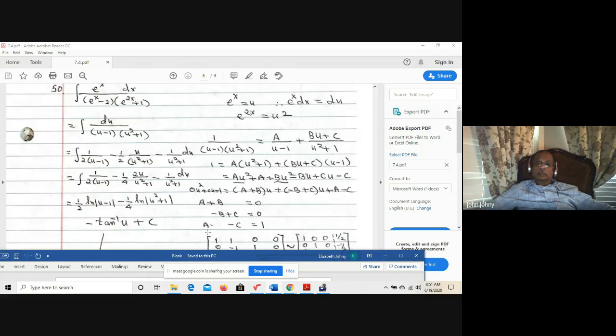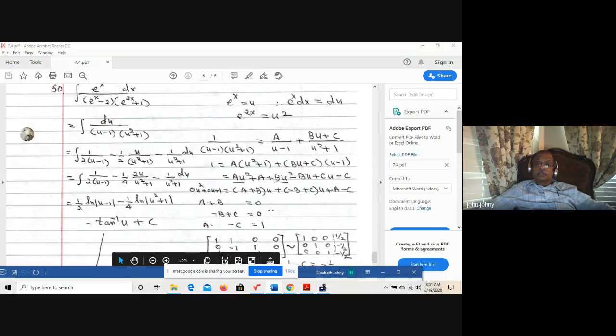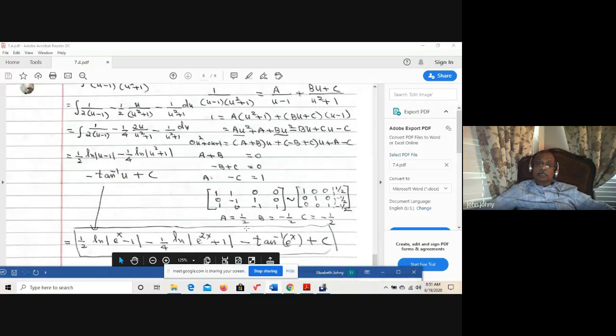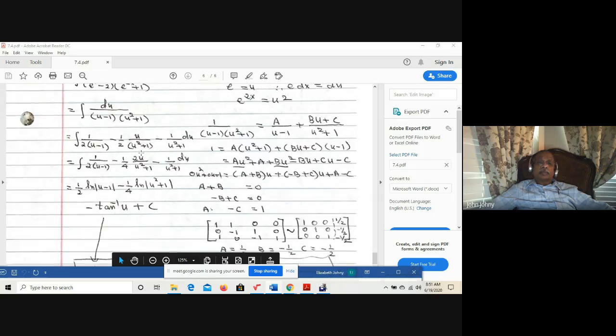So you have 3 equations here. You solve the 3 equations by the method of your choice. You may use the RREF feature. Once you use the RREF feature, you get a is 1/2, b is negative 1/2, and c is again negative 1/2. And so it becomes 1 over 2 times u minus 1, plus negative 1/2 times u over u square plus 1, plus c.